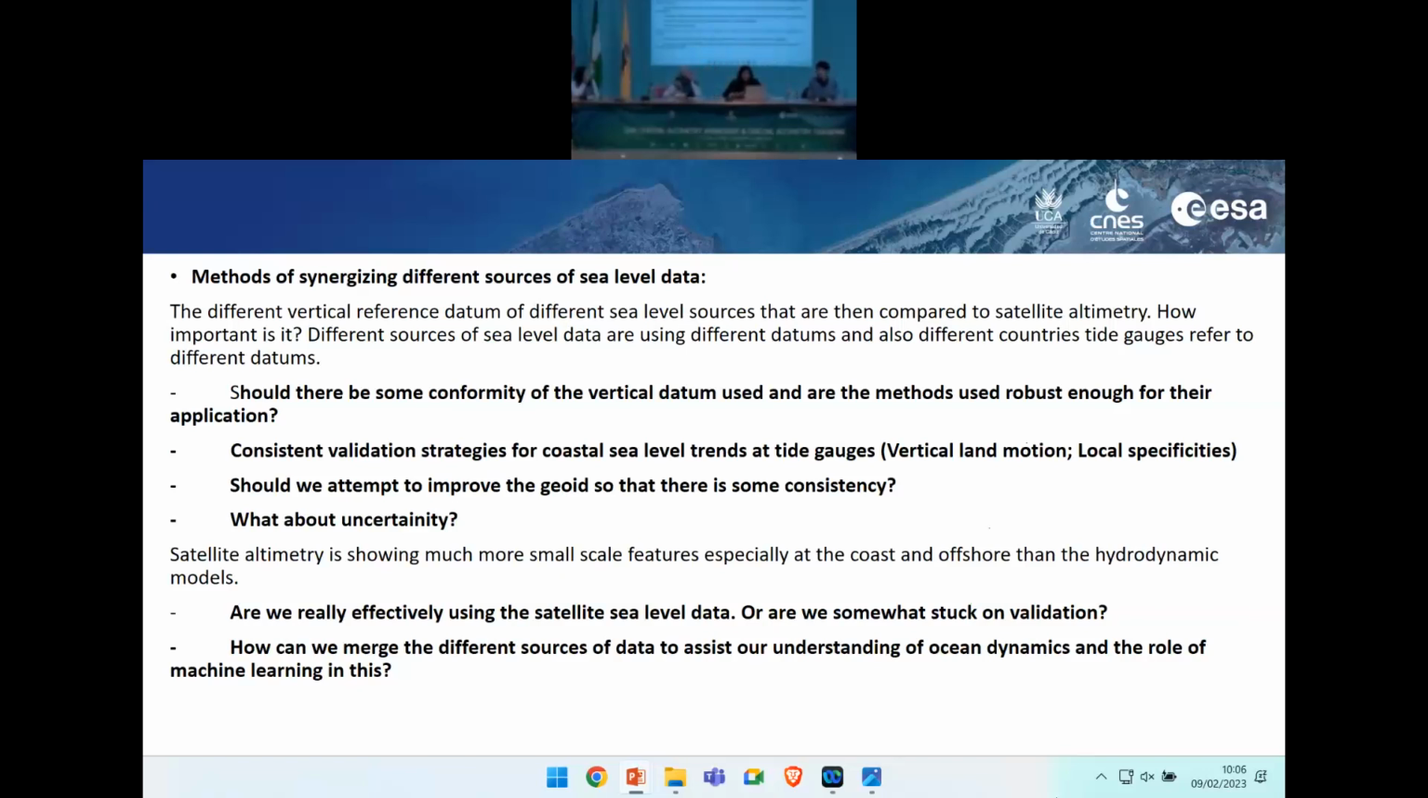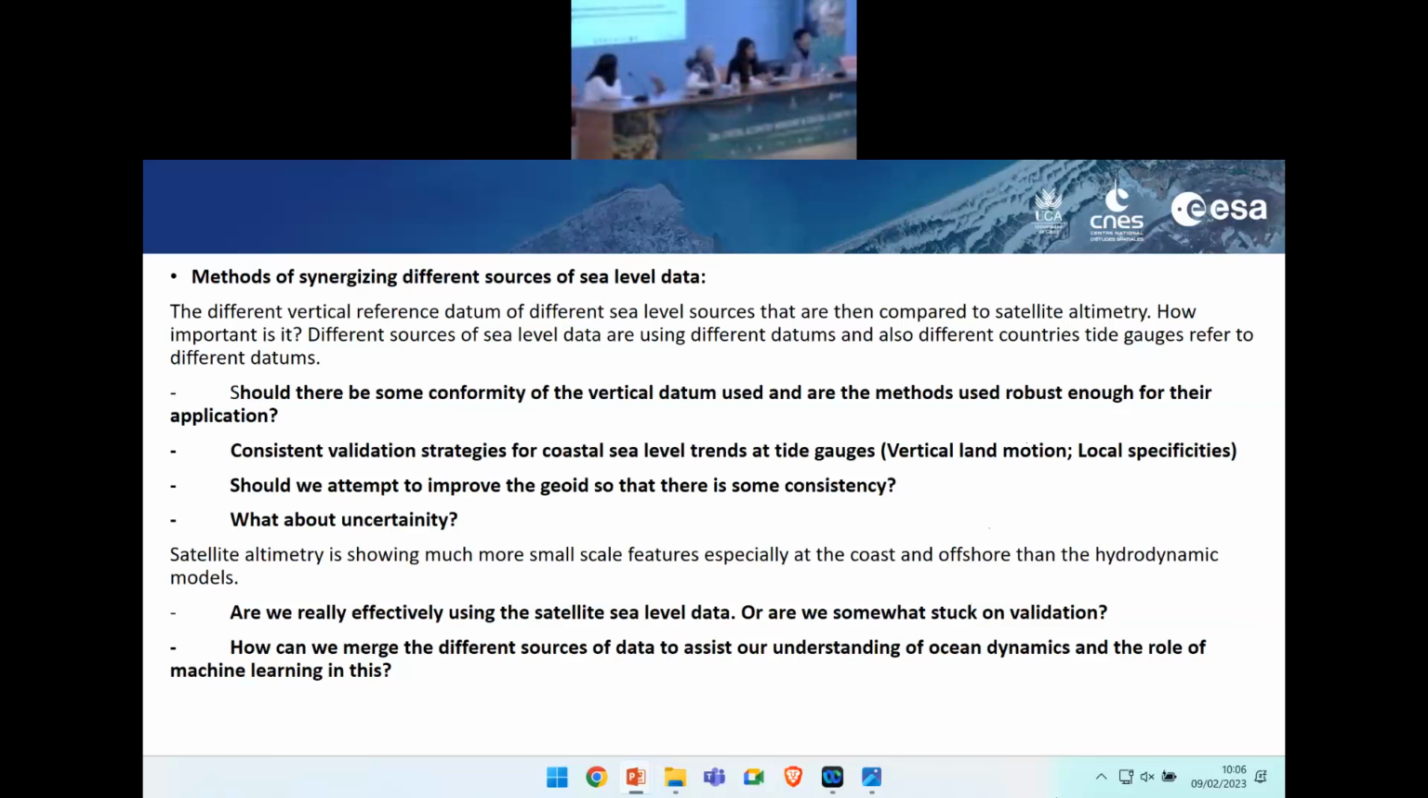And should we attempt to improve the geoid, the marine geoid, so that there's some consistency amongst the different data sets, among different countries, so it's one conformity that is being used in one method? And what about the uncertainty? If you're going to come out with a product, you need to have your uncertainty or errors in your product for somebody to feel it is reliable to use. And how is this all calculated?